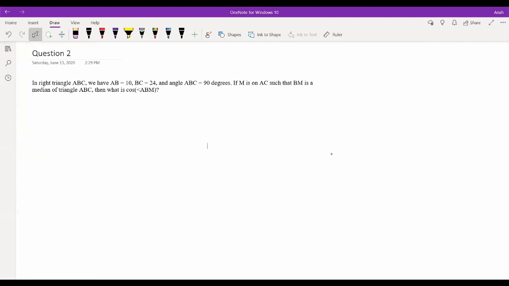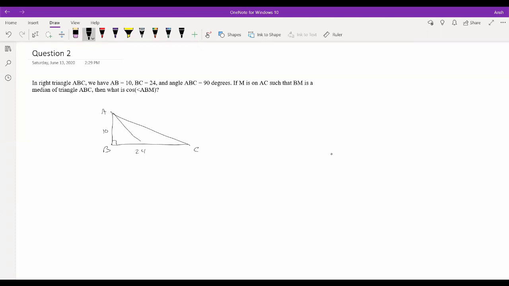All right, moving on. Here we have another right triangle question. In right triangle ABC, side AB is equal to 10, BC is equal to 24, and angle ABC is 90 degrees. So already we know that AB and BC are the two legs of the triangle. If M is on AC such that BM is the median of the triangle ABC, what is the cosine of the angle AMB? So we draw this out.